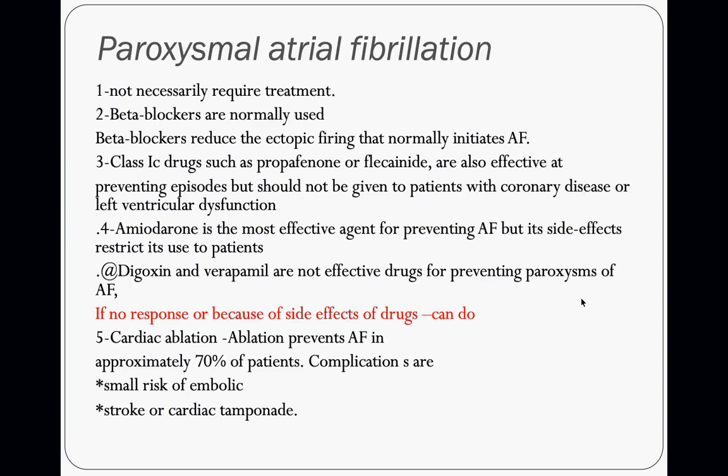Sometimes we use class 1C drugs such as propafenone or flecainide, which are also effective at preventing episodes, but should not be given to a patient with structural heart disease. Amiodarone is the most effective agent for preventing AF, but its side effects restrict its use. Digoxin and verapamil are not effective drugs for preventing paroxysms of AF.